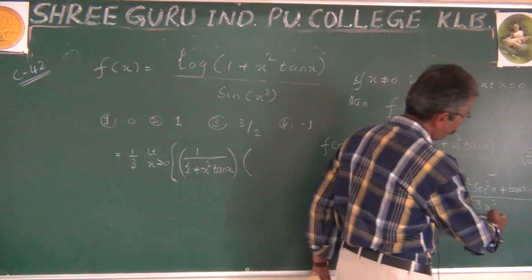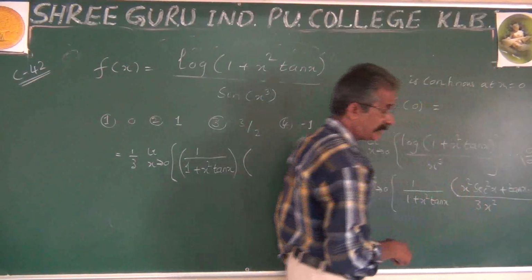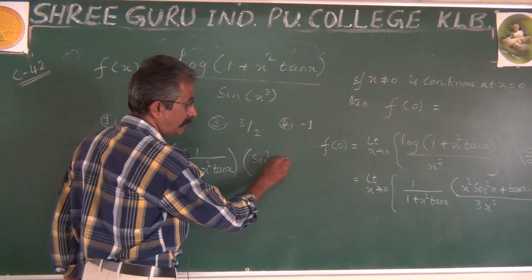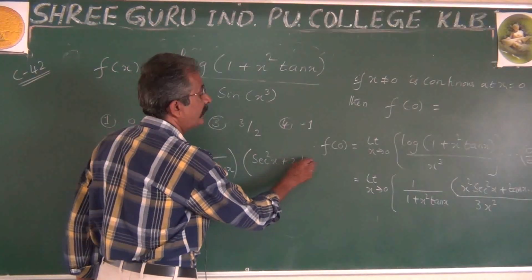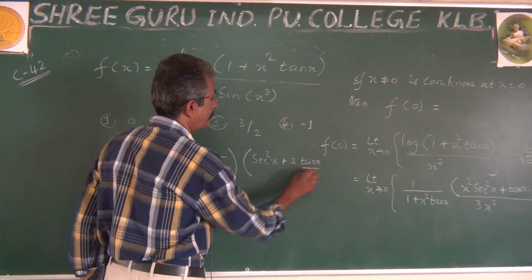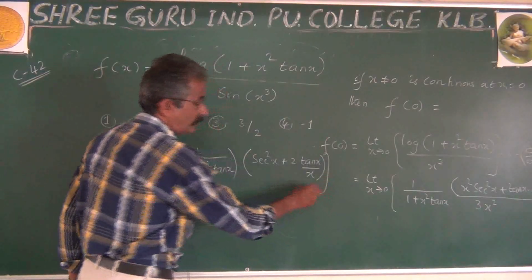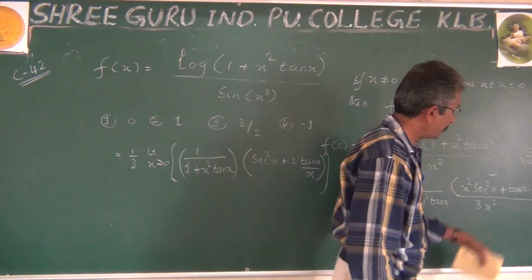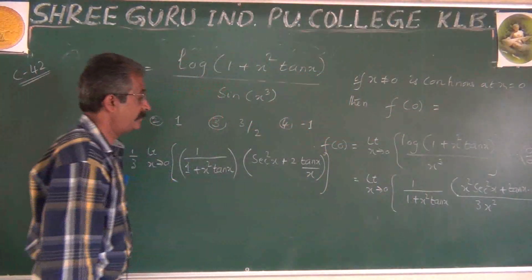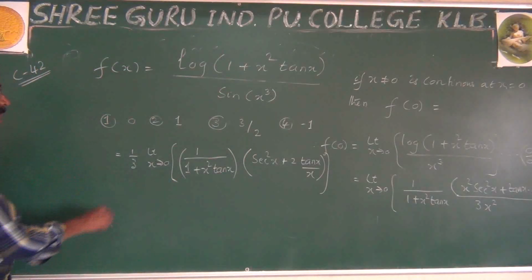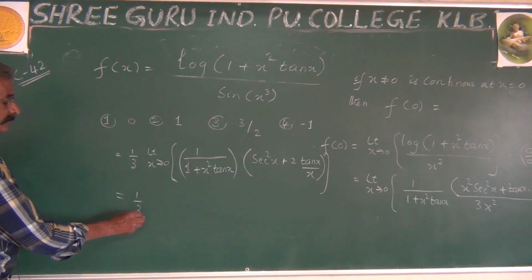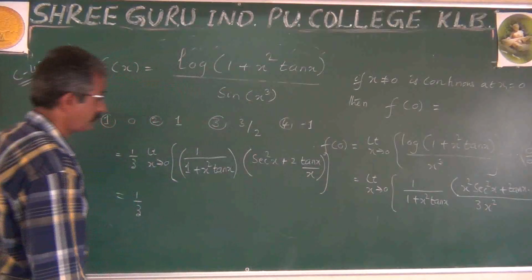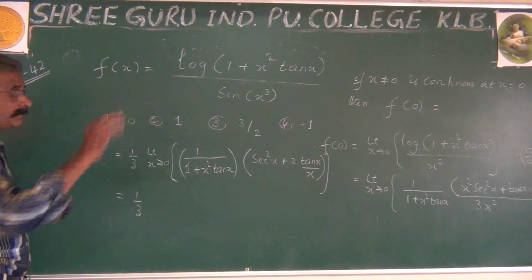After taking x square cancel, here x cancel, how much is left? Left is secant square x plus 2 tan x divided by x. You notice the step: I broke the terms, x square cancels, x cancels, left is 2 tan x by x. Now replace x by 0, 1 by 3. We can replace x by 0 freely because it doesn't become 0 by 0 form at all. Even though it becomes, we can use the standard form.